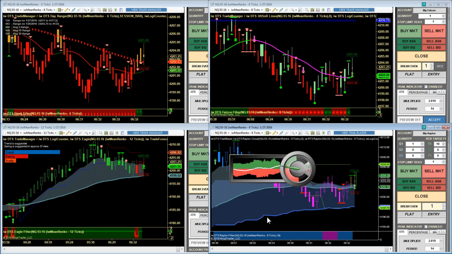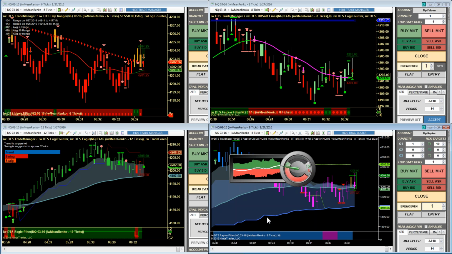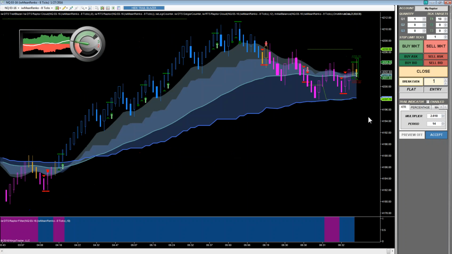All right, well, while we're waiting for them to sort themselves out, we'll take a quick look here at the Raptor. The Raptor is the latest addition to the DTS family. The Raptor actually incorporates elements of the other 3 birds all into one trading tool. So you're going to have elements of the Hawk, the Falcon, and the Eagle all combined into one. It looks like we're working on a hard edge bounce here right now, and I'm debating taking a second push on this entry.